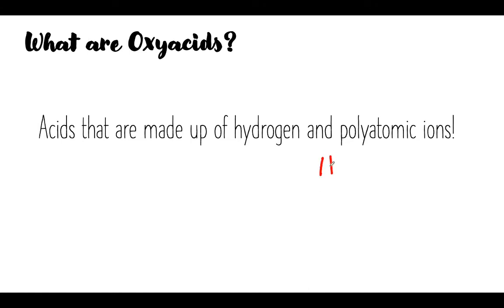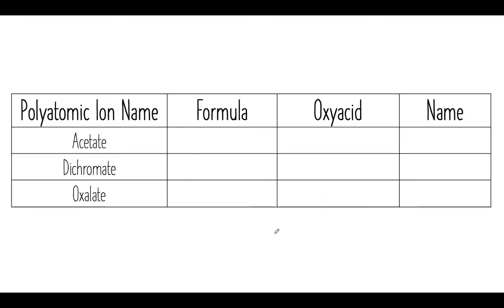So binary acids were acids like HBr. So they're made up of hydrogen and just a nonmetal. So when you're naming a binary acid, you would name it as hydrobromic acid. So the naming is different for oxyacids where we don't include our hydro before it. So that changes things a lot.